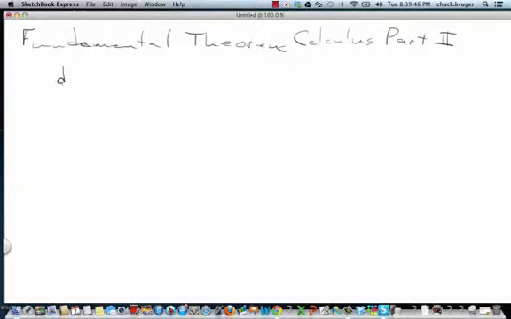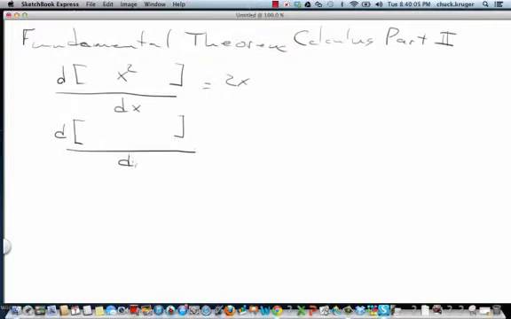This means I'm going to take the derivative of whatever's in here, with respect to x. So if I had x squared, I would get 2x as my answer. I'm just taking the derivative of that. And what I'm going to put in here is an accumulative function. So I'm going to integrate from 4 to x of 2t dt.